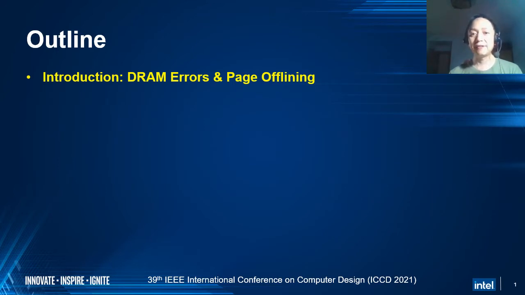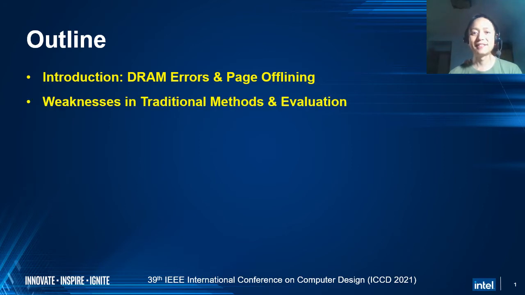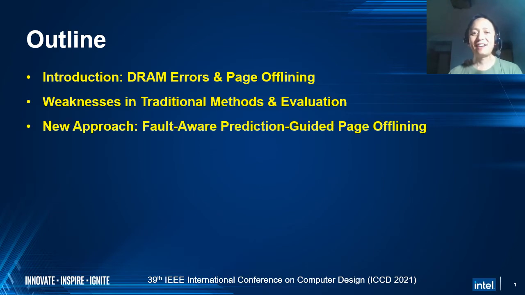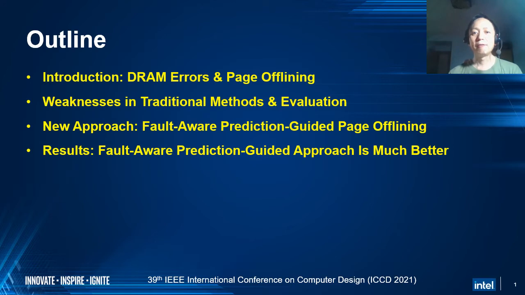First, we will briefly introduce the background of DRAM errors and page offlining. Next, we will describe the weaknesses in traditional methods and evaluation. After that, we will propose our new approach, fault-aware prediction-guided page offlining. We then demonstrate that the new approach is much better through empirical evaluation. Finally, we will give the concluding remarks.